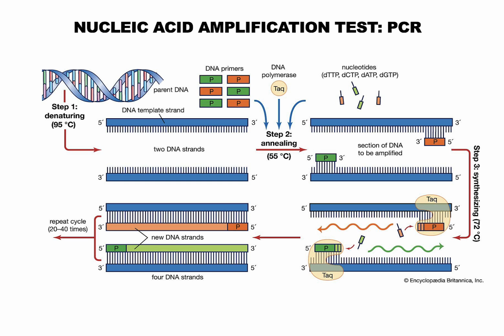Following annealing, the temperature is raised to about 72 degrees Celsius for the extension phase, where the DNA polymerase synthesizes new DNA strands by adding nucleotides to the 3' end of the primers, effectively creating a new double-stranded DNA molecule. These 3 steps, denaturation, annealing, and extension, constitute one cycle of PCR, and this cycle is repeated 25 to 35 times. As a result, a single copy of a target DNA can be amplified into millions of copies, making it easier to analyze and manipulate.